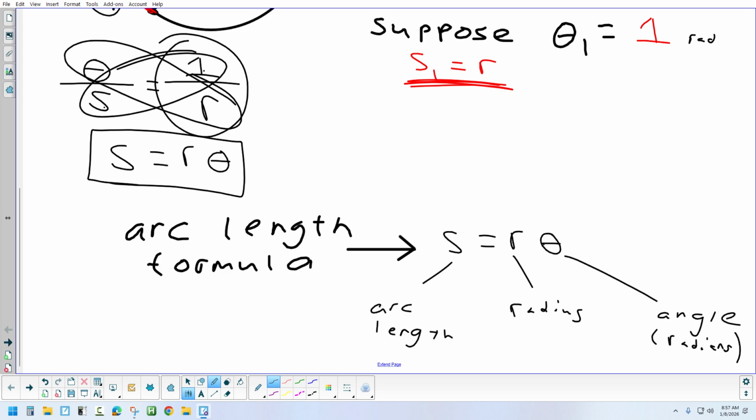All right, so the formula has 3 variables in it. They'll always give you 2 out of the 3, and your goal is to find the one that they don't give you.